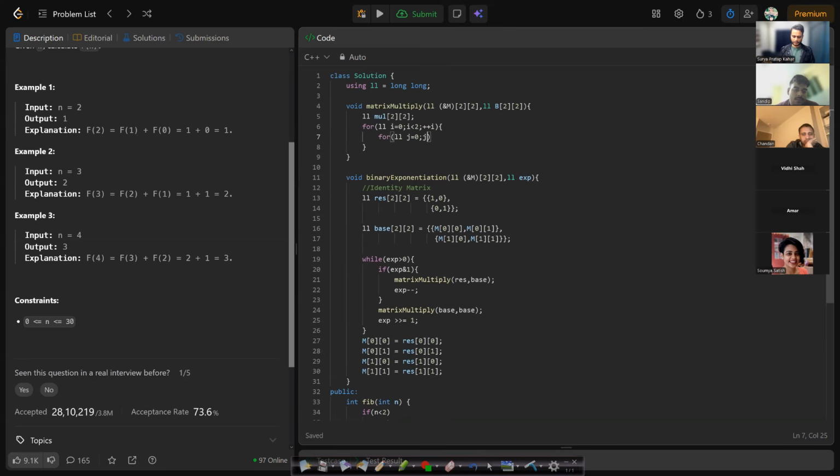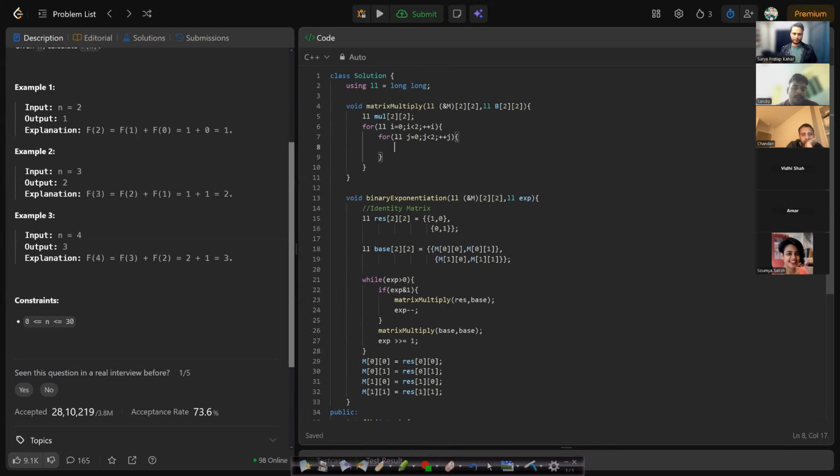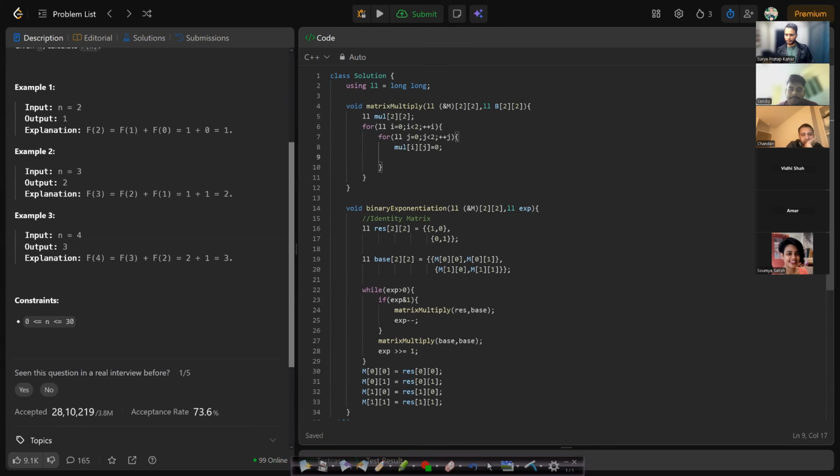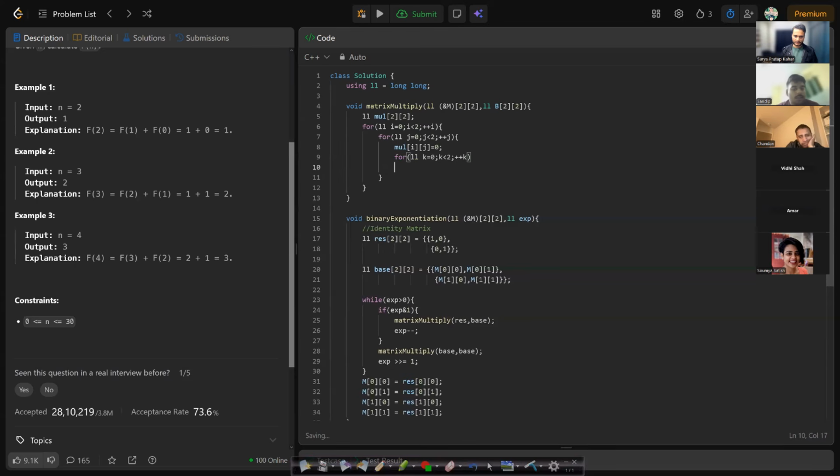j equals 0, j less than 2, plus plus j. Then the third loop, k. Before starting the third loop, I will be assigning multiplication ij equal to 0, so that it does not go into some garbage value. Then I will have the k loop: k equal to 0, k less than 2. This is the same code that we have discussed, right?